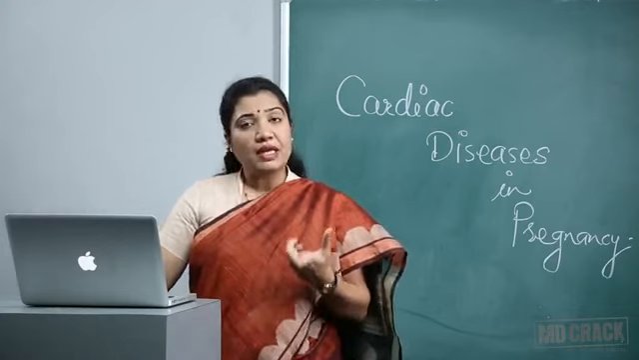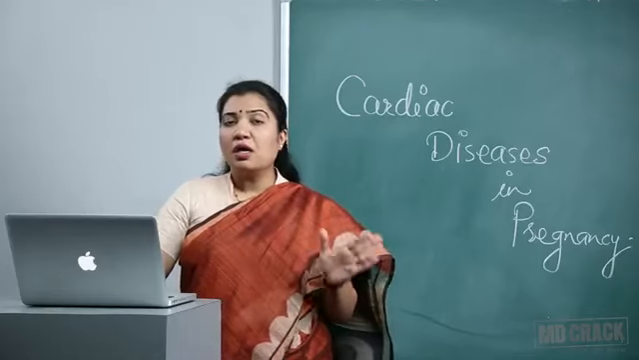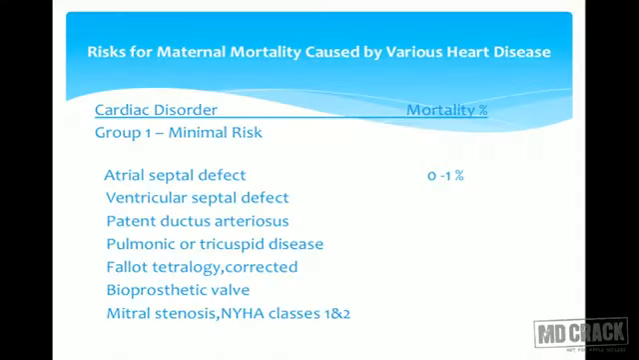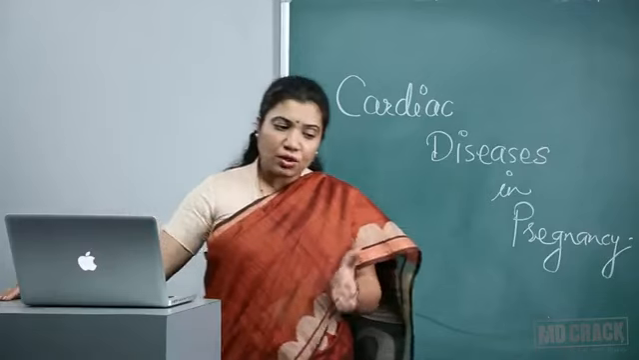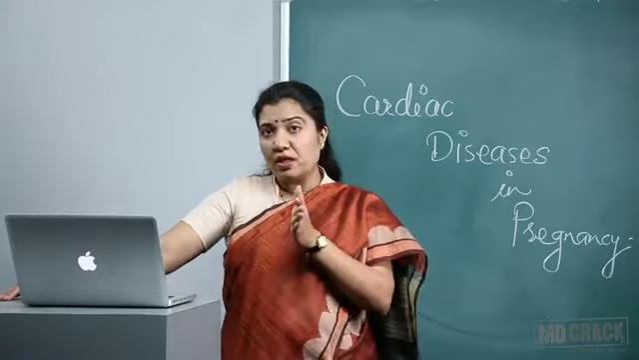So please remember, I'll repeat again: group 1, minimal risk. The diseases are all congenital heart diseases like ASD, VSD, PDA, then pulmonary and tricuspid valve disease, Fallot's tetralogy but the corrected one, valve replacement, and mitral stenosis of NYHA classes 1 and 2. Minimal risk, mortality is only 0 to 1%. Group 2, moderate risk, mortality is 5 to 15%. The disorders are mitral stenosis of NYHA classes 3 and 4, and aortic stenosis. So just get a clue that stenosed lesions fall in moderate risk.